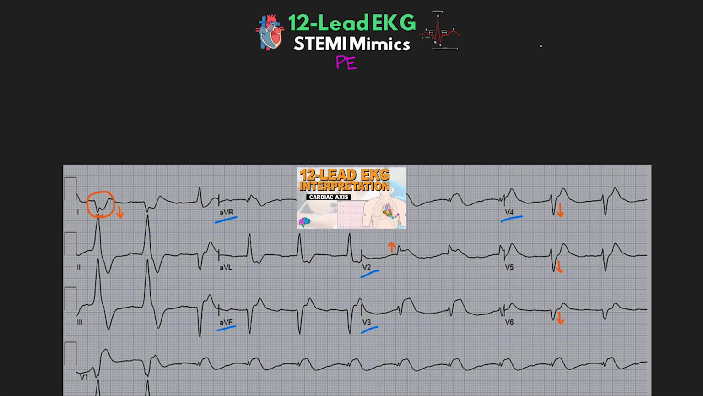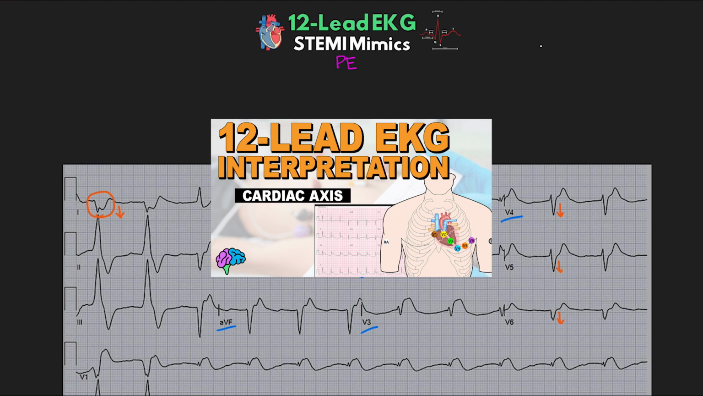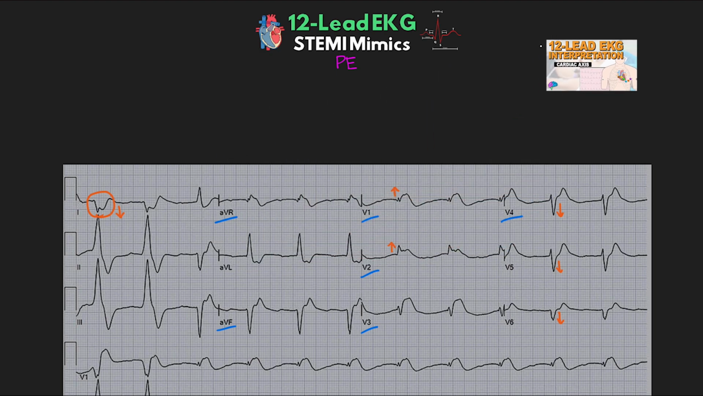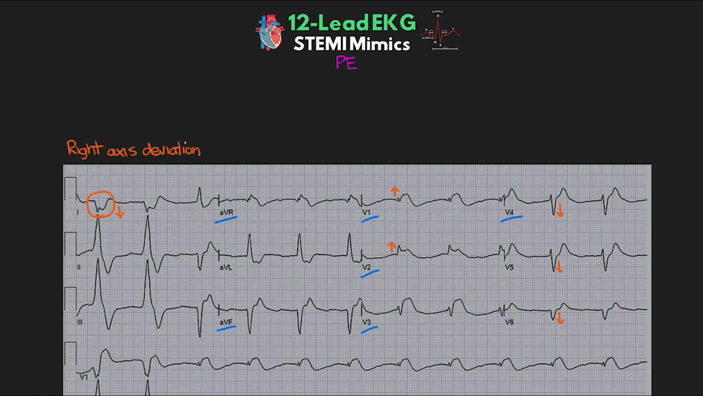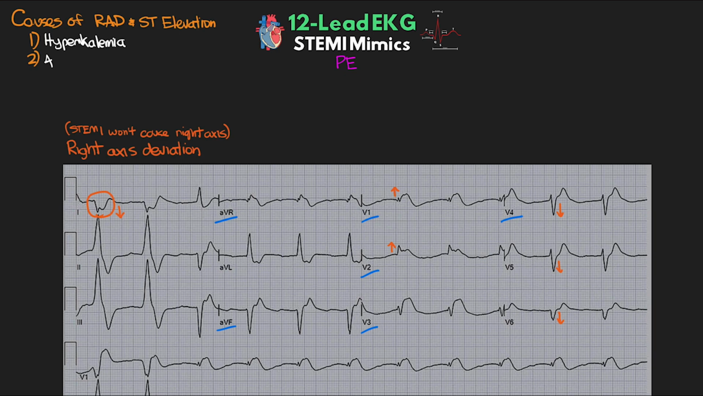And so I did cover cardiac axis in a previous lesson. Again, I'll link to that. But looking at this, we conclude that we have a rightward axis. This is important as a STEMI is not going to cause a rightward shift in the axis. The two main things that would produce a right axis deviation and ST elevation would be hyperkalemia and acute pulmonary hypertension. Think PE here.